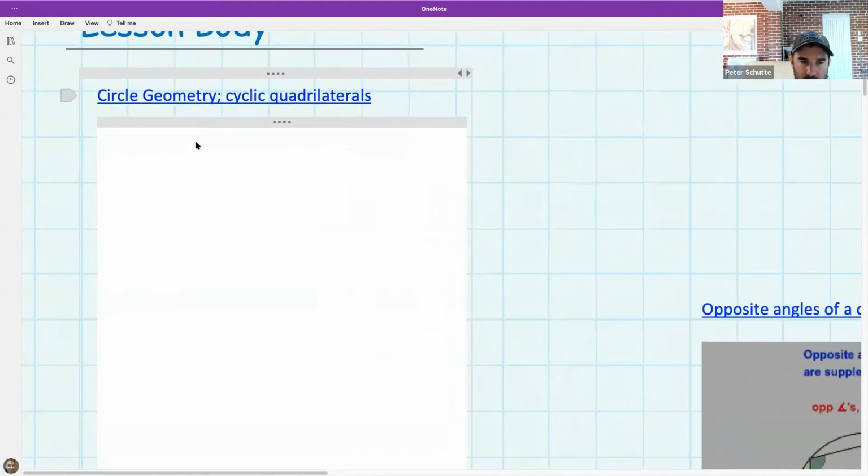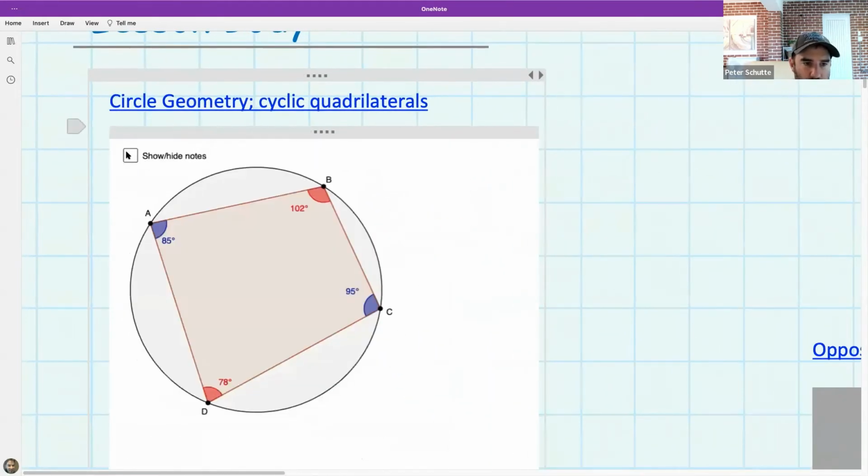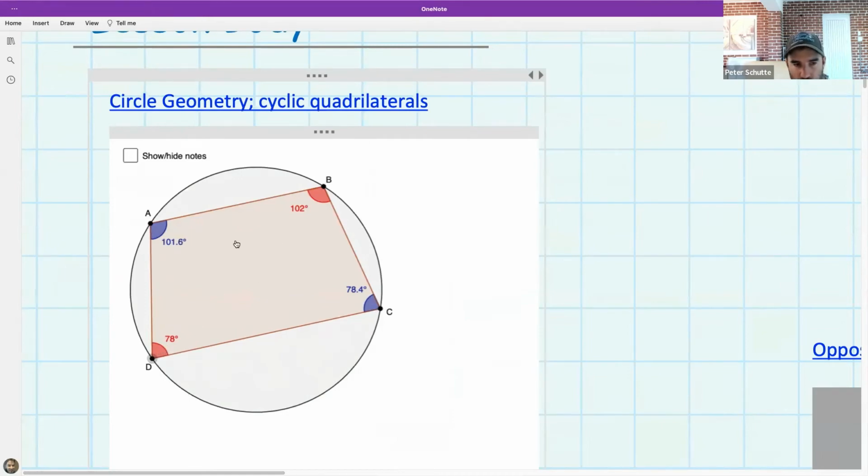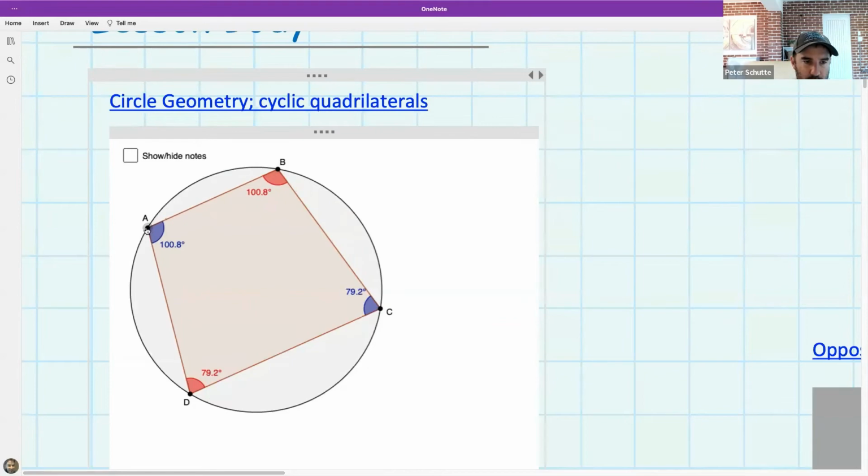Okay, and let me get rid of the notes. Okay, here we go. We have in front of us a cyclic quad, and the reason it's a cyclic quad is A, B, C, and D are all on the circumference. Notice if I move these around, we can change the numbers, but what's interesting is if I move this one around, the red angles are not changing. It's only the purple ones that are changing, which is interesting. If I move this one over here, then the red ones are moving. Okay, whatever. It's kind of random, but it's interesting.